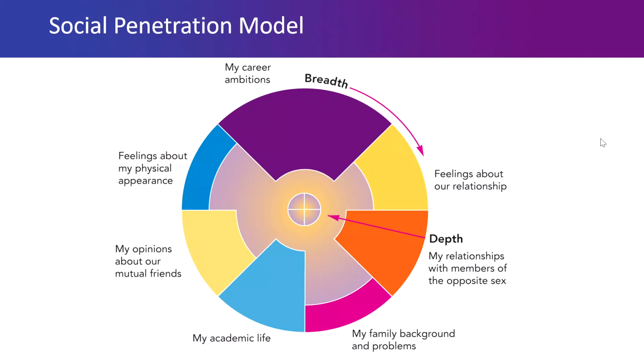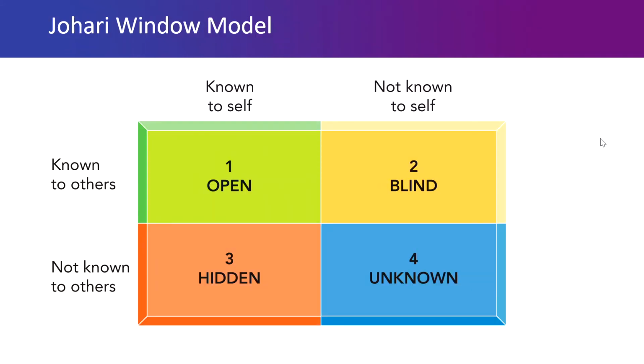So I would say friends are the people that you actually disclose some things to, and acquaintances, probably not. All right, this next one is actually my favorite. It's called, I pronounce it Johari because I think it sounds cool.